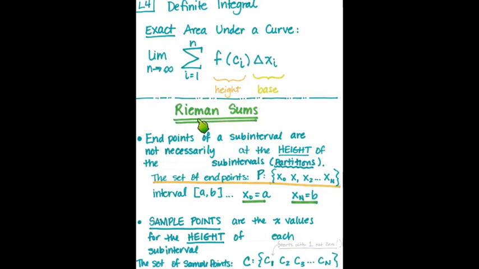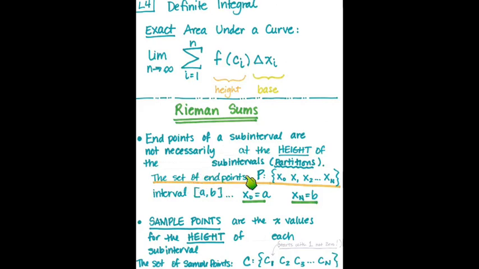It's a very important thing. If you look it up, there's a whole history about the mathematician Riemann and these sums. And in these, remember, we're talking about rectangles. The endpoints of each subinterval, meaning of each little rectangle, are not necessarily the height of the rectangle. They're the two endpoints that create the rectangle, but they're not necessarily the height of the rectangle.